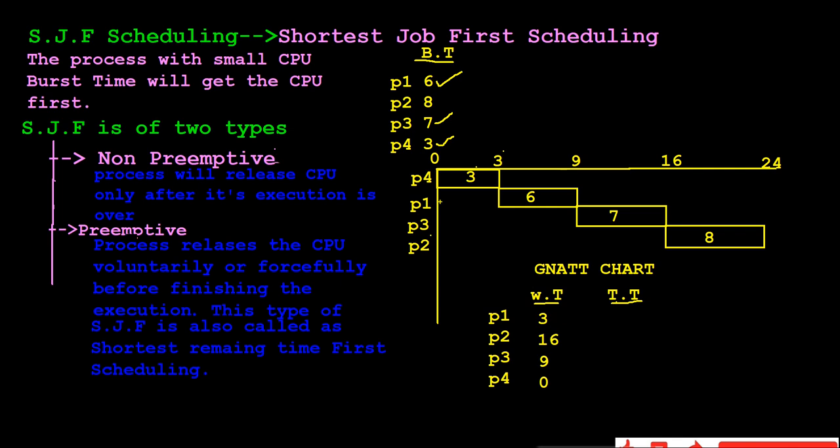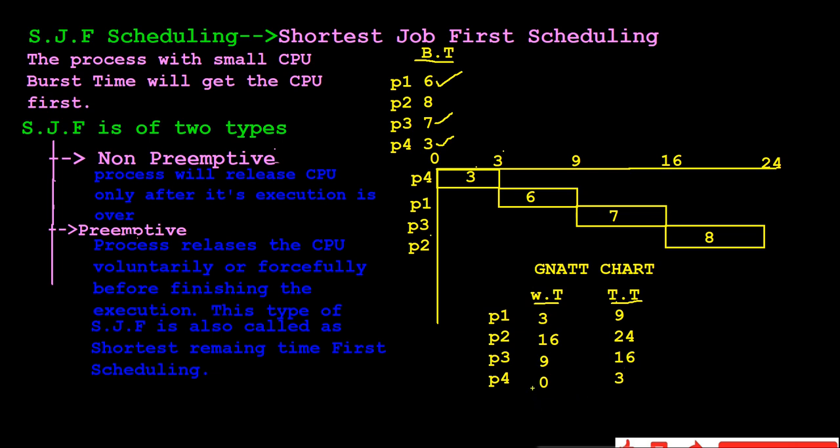So coming to turnaround time, when they have finished. Coming to P1, it started the execution at the 3rd second, but it is finishing at the 9th second, so its turnaround time will be 9. Coming to P2, it started at the 16th second and finished at the 24th second. And P3 started the execution at the 9th second and finishes at the 16th second. And P4 finishes its execution at the 3rd second.